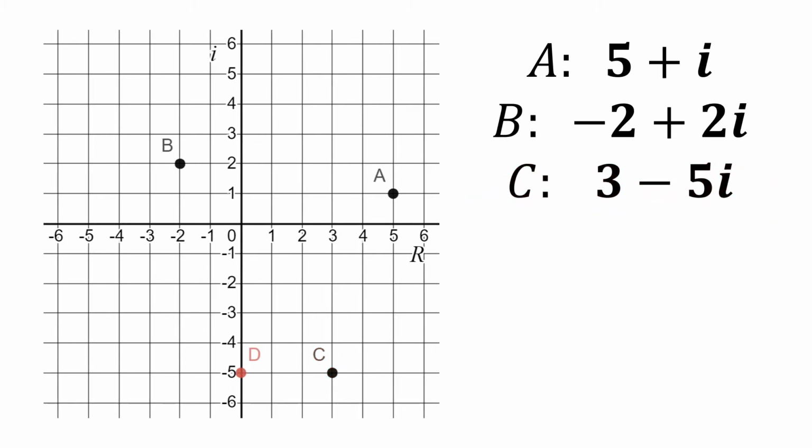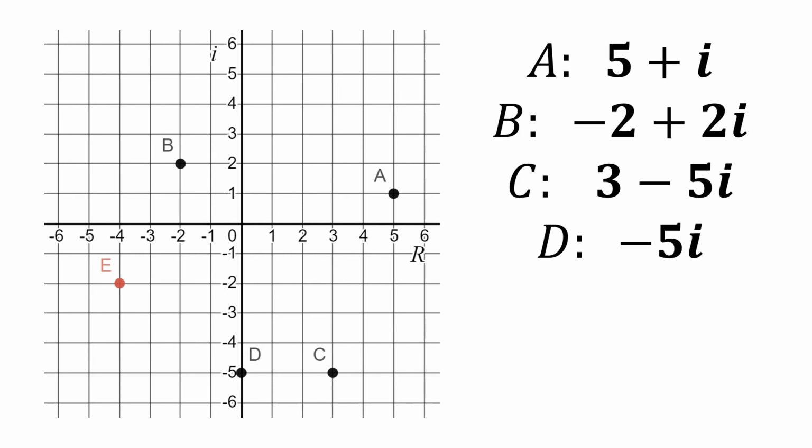Our fourth complex number, we've labeled that D. It looks like it has not moved to the right nor the left along our real axis. It looks like it's simply gone down 5 units on the imaginary axis. So we could write this complex number as -5i.